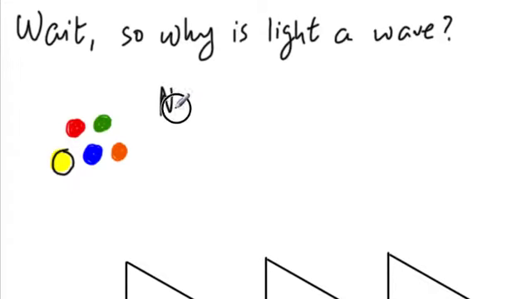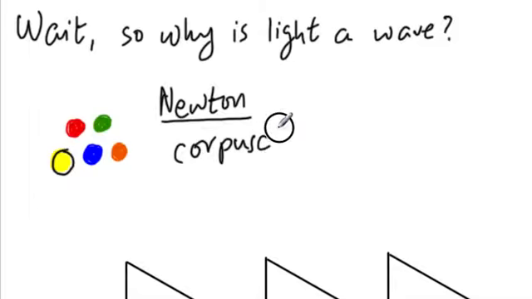And Newton himself, this is Newton's theory, called these little particles corpuscles. He thought that they moved with a force, and like particles, they would just move in straight lines.